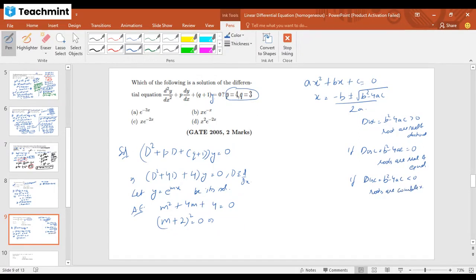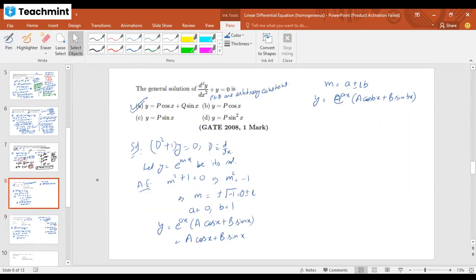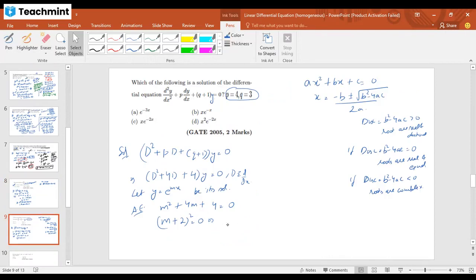Like in the last question, there we find that the discriminant is negative. If you use that formula, you will find the discriminant is negative. That's the reason the roots are complex there. And in this case, you can find that the discriminant is 0 because b square is 16, 4ac is 16, so 16 minus 16 is 0. So the roots are real and equal. So the value of m comes out to be minus 2 and minus 2.